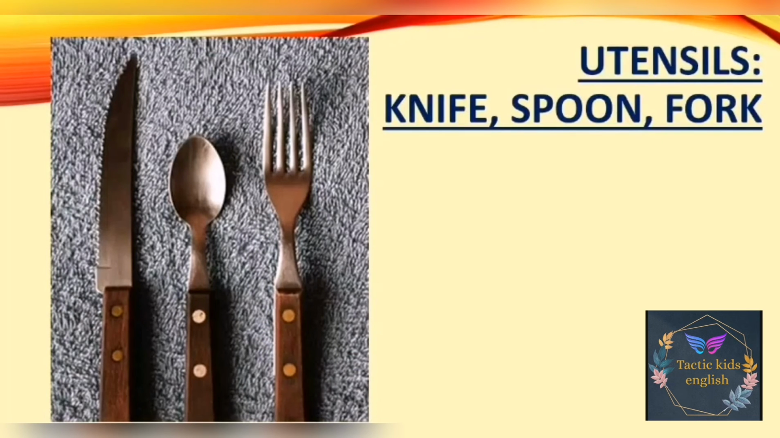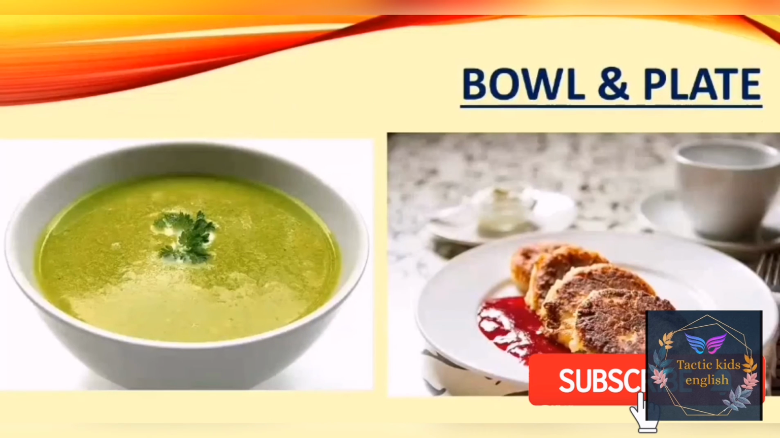Utensils. Knife, spoon, fork. You use a knife, spoon, and fork to eat food. Together, these items are called utensils. Bowl. You can serve soup, salad, or fruit in a bowl. Plate. You can serve food on a plate.